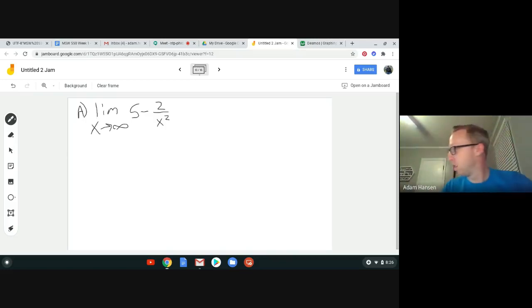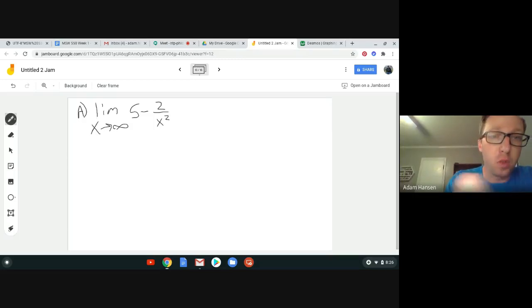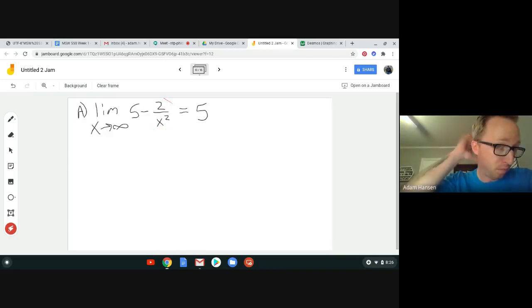Well, let's take this one at a time, term by term. What's the limit of 5 as x goes to infinity? Well, as we know from the previous slide, the limit as x goes to infinity of any constant will always be that constant. So in this case, that first term produces 5 as I take the limit. Now the second term, 2 over x squared, as x goes to infinity, if I have some constant divided by a power function of x, that's going to be 0.